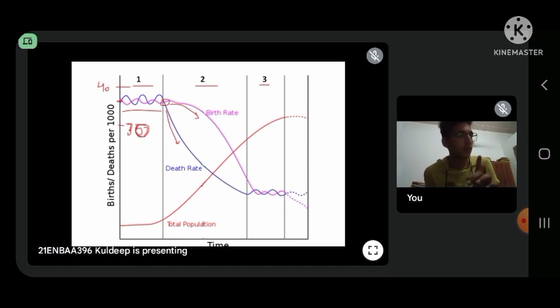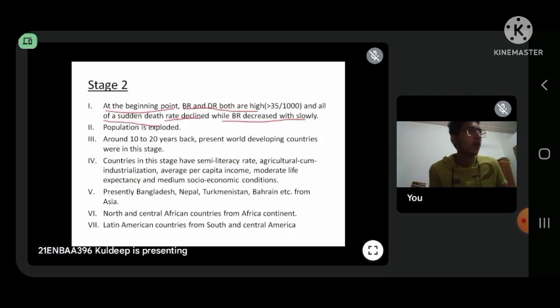This also proves the first assumption of the theory taken by Kingsley Davis and Notestein, that the death rate precedes the birth rate. So we can see it here. Population exploded. Of course, since the death rate is reduced and the birth rate is still high, the population will increase. Around 10 to 20 years back, present developing countries like India, China, and countries like that were in this stage.